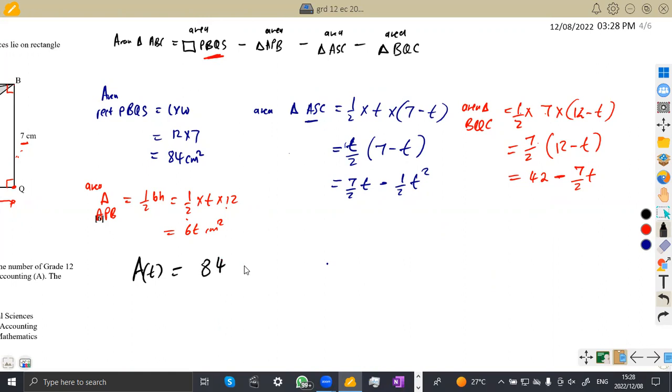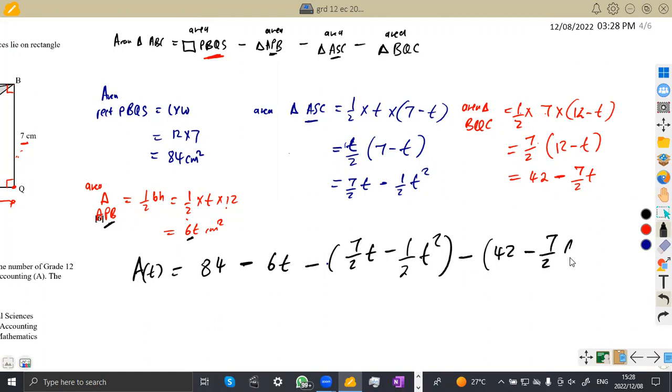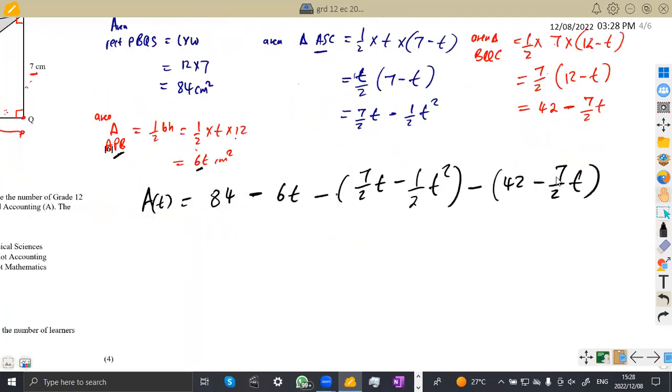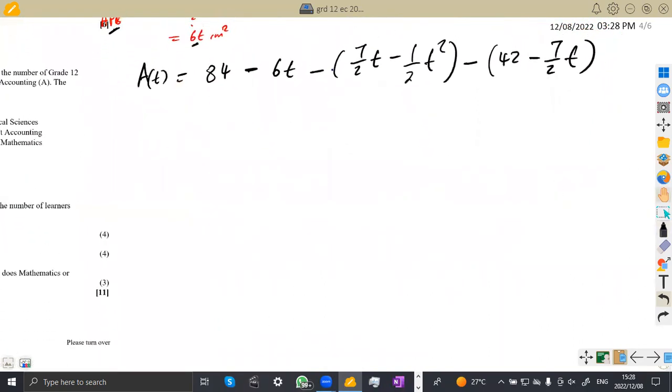So it's 84 minus the area of APB, and APB gave us 60. So you're going to subtract 60, minus the area of ACS, which is this one of 7 over 2 T minus half T squared. Since it's an expression, that's why I'm opening a bracket. The same thing, you subtract BQC, which is also an expression of 42 minus 7 over 2 T. All right, so this is our area in terms of T, and we are going to simplify this area so that we can have a simplified answer there.